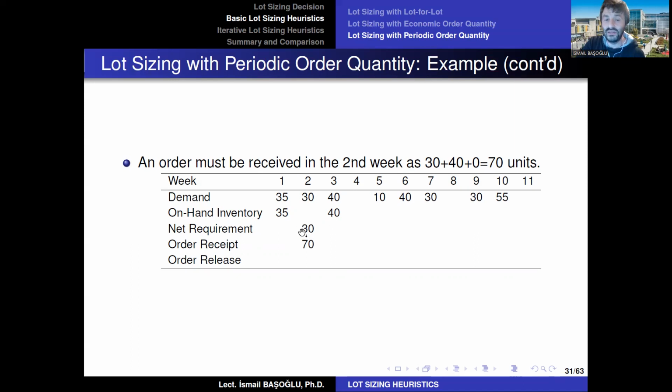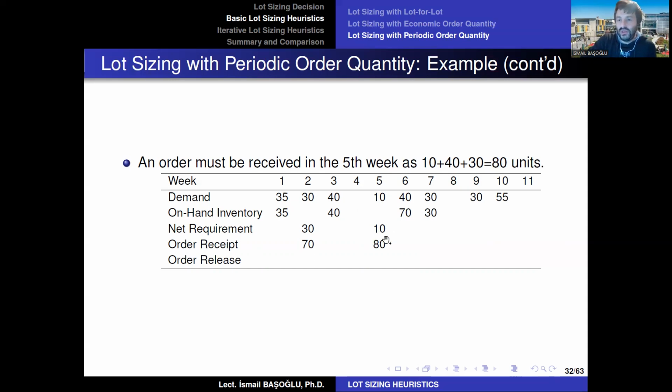Now, that will meet the net requirement of the second week, and we will be carrying 40 units of inventory to the next week, which will meet the demand of the third week, obviously, and we will carry nothing to the next week. Then, in the fifth week, there will be a demand, and that whole demand will be our net requirement in the fifth week, because there is no inventory carried from the previous periods.